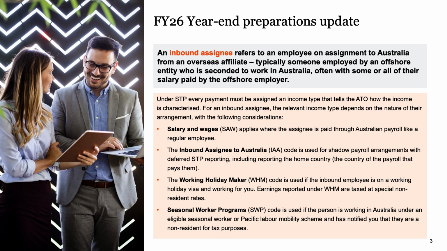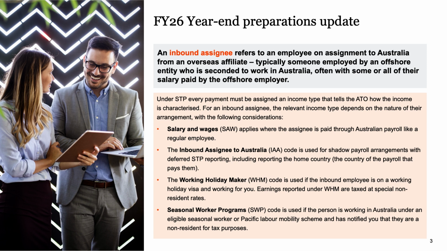The inbound assignee to Australia, or IAA code, is used when the employer is using the single-touch payroll reporting concession for inbound assignees. This income type signals that the employee's payments are being reported under a shadow payroll arrangement with deferred reporting. When using the IAA code, you must also report the employee's home country, that is, the country of the payroll that pays the employee.